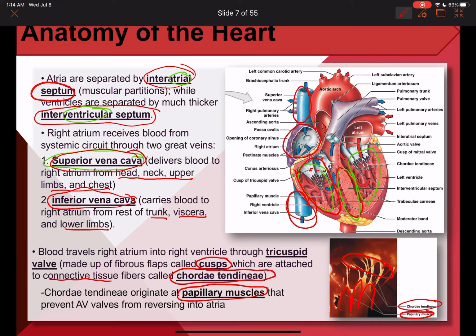And for me, it's easier to remember this word for what it does. The chordae tendineae, it kind of sounds like cord and tendons, okay? Which sounds kind of like fiber strings that pull on things, okay? Because we learned from last semester that tendons pull those muscles. So it's kind of like this pulling on those cups of the valves, okay? So it's not hard to remember chordae tendineae, okay?